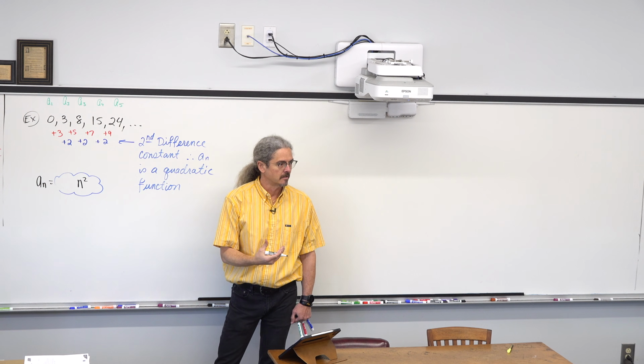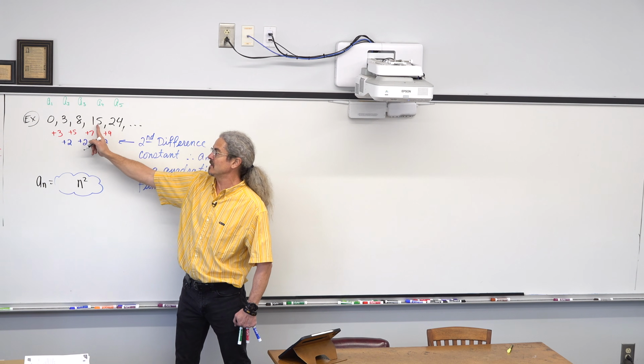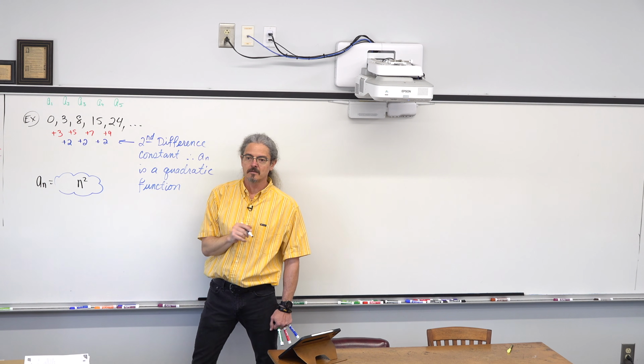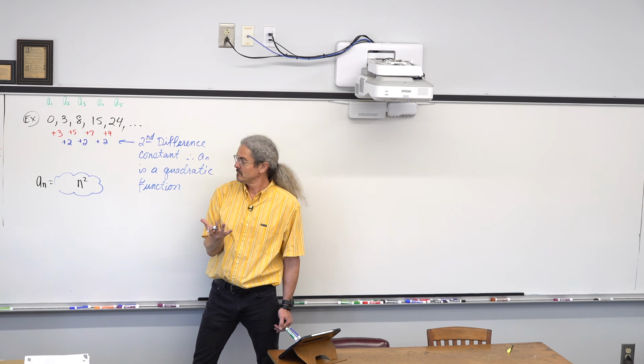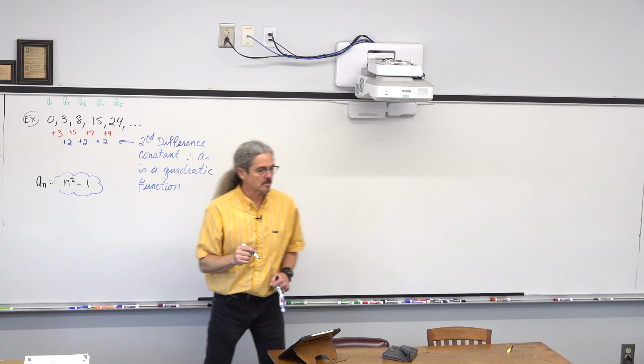When I take these values of n, 1, 2, 3, 4, and 5, and I mentally square them individually, I get answers that are all what compared to 0, 3, 8, 15, and 24? Mia? One more. So it's n squared minus 1. And there's your general term.